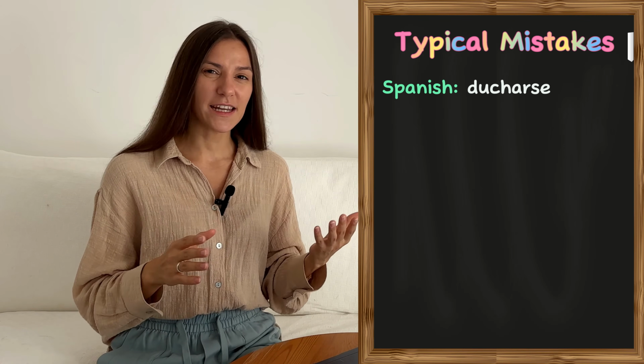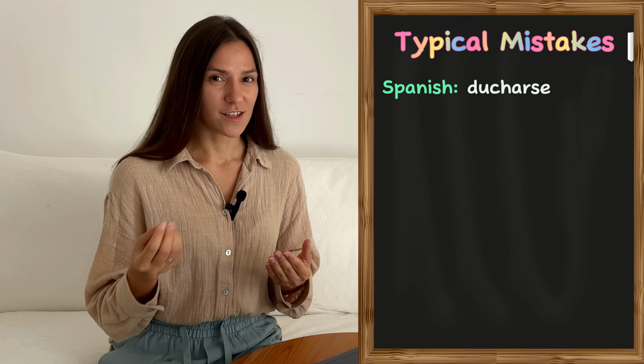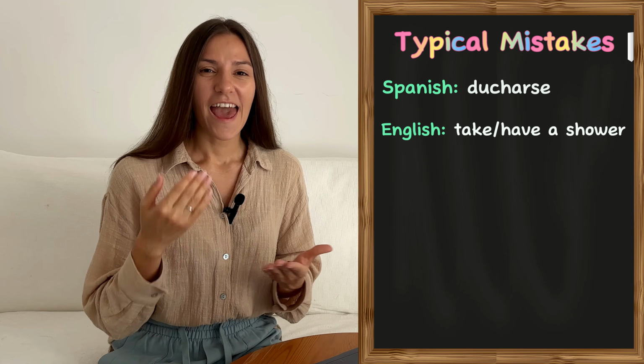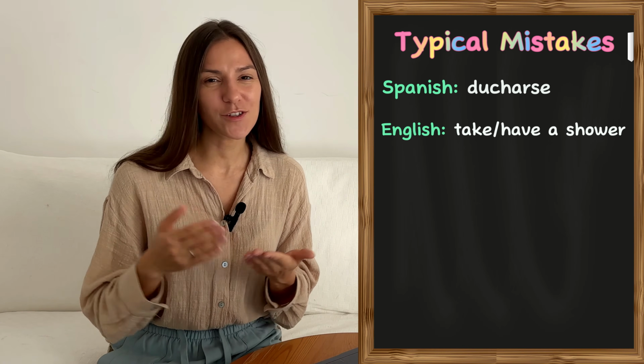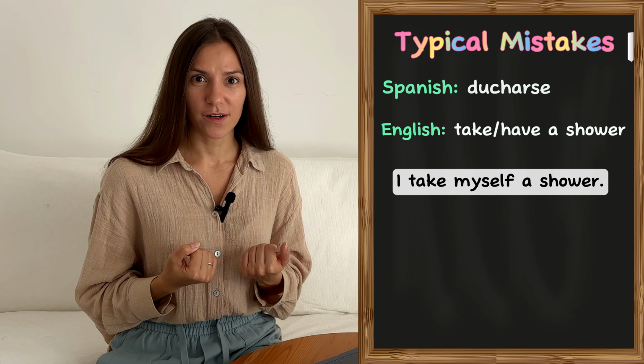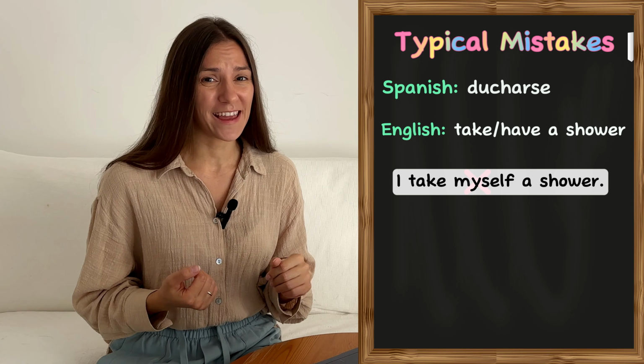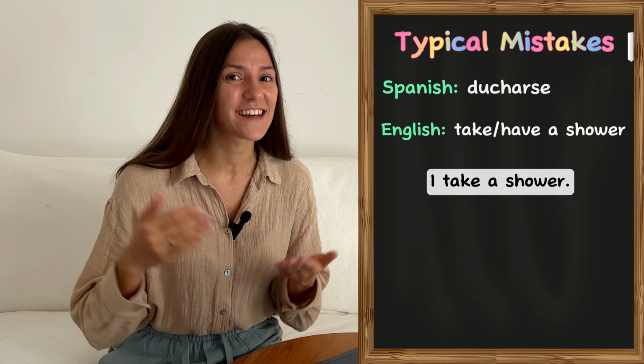And since these reflexive verbs exist in many different languages, it might be a problem area because a reflexive verb that may exist in Spanish may not exist in English. For example, in Spanish, there is a verb ducharse, and it means to take a shower. So a Spanish-speaking student may want to say, I take myself a shower. But in English, it doesn't work this way because we usually say, I take a shower or I have a shower. This is why learning reflexive verbs is also important.